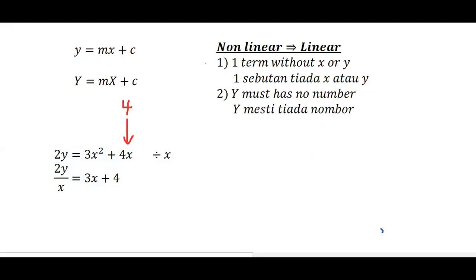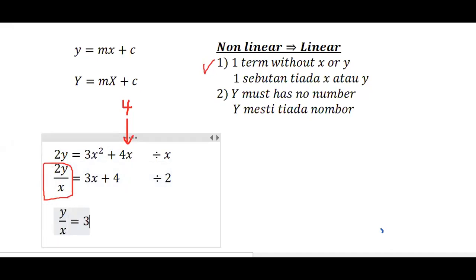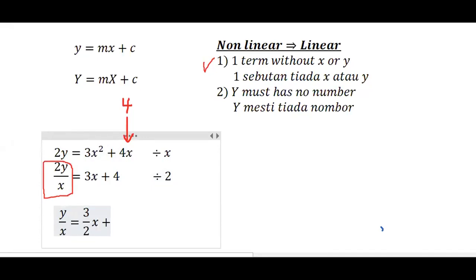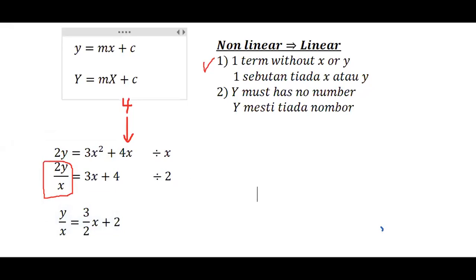Maybe you think that yes, already I fulfilled number 1. Which one is not fulfilled yet? Number 2. Yes, number 2. Why mesti tiada nombor? Ini ada nombor kan? Nombor dia apa? 2. So you need to divide that by 2. Semua kena bahagi 2. Okay, so kita bahagi 2 dulu. y/x = 3/2 x + 2. Okay. So, you think is this a linear already?